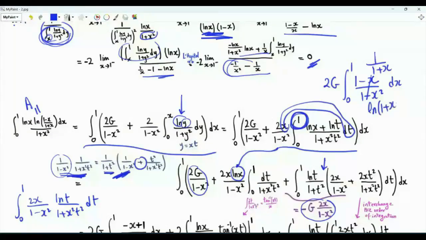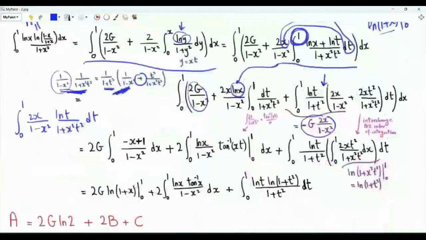The integral is the natural logarithm of 1 plus x. Evaluated at 0, this is 0. Evaluated at 1, this is the natural logarithm of 2. So part of our result is 2 times the natural logarithm of 2 times Catalan's constant, g.